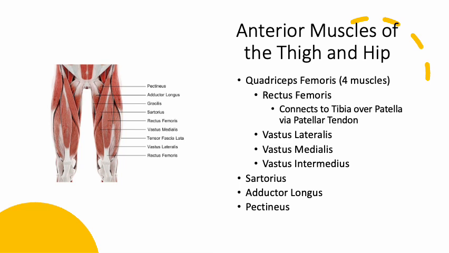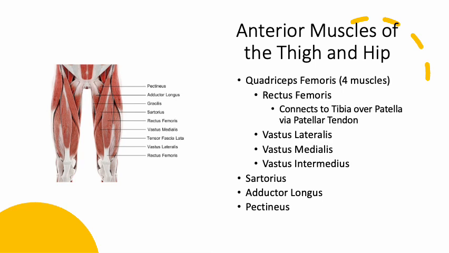All right, so muscles of the thighs and hip. Let's talk about anterior, or the front side. First, we have our quads. Your quads are really called your quadriceps femoris, and they're called quads because 4 muscles make up this one muscle group. The 4 muscles that are part of it are the rectus femoris, the vastus lateralis, the vastus medialis, and the vastus intermedius.